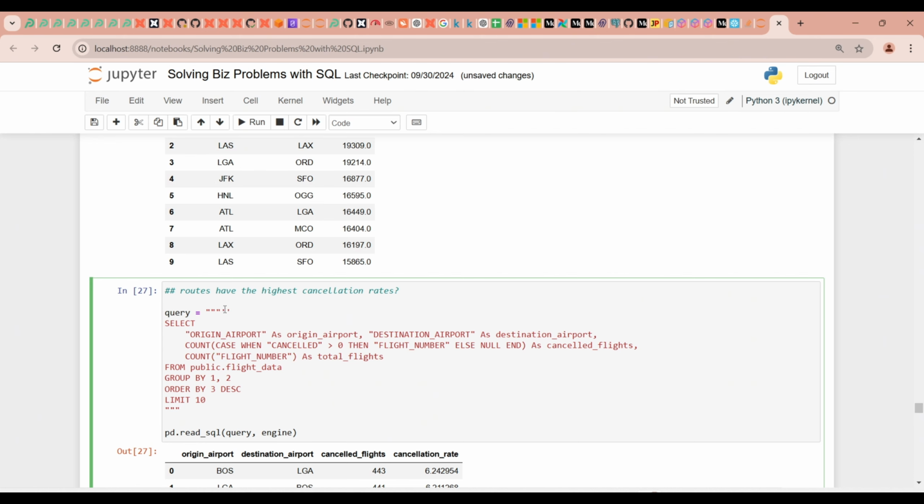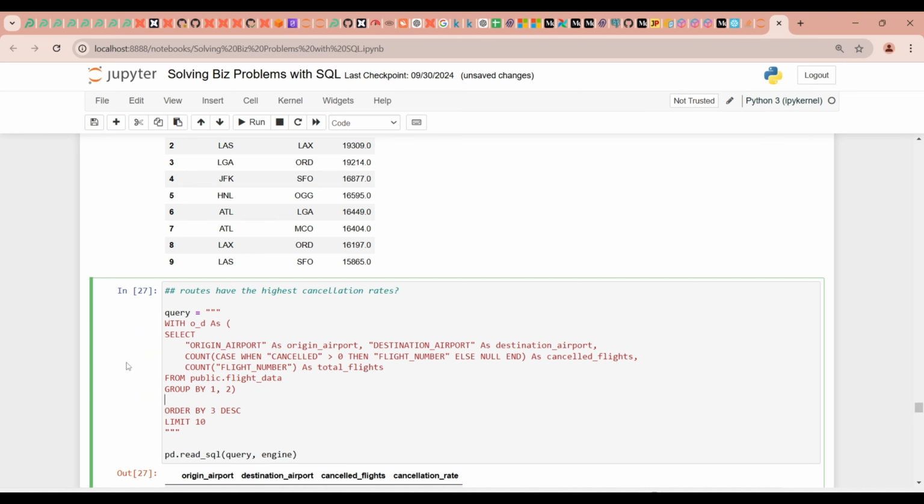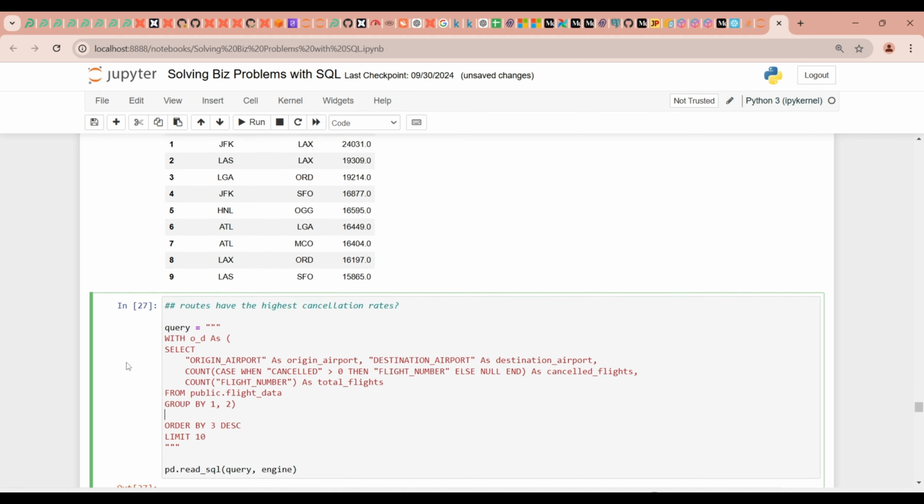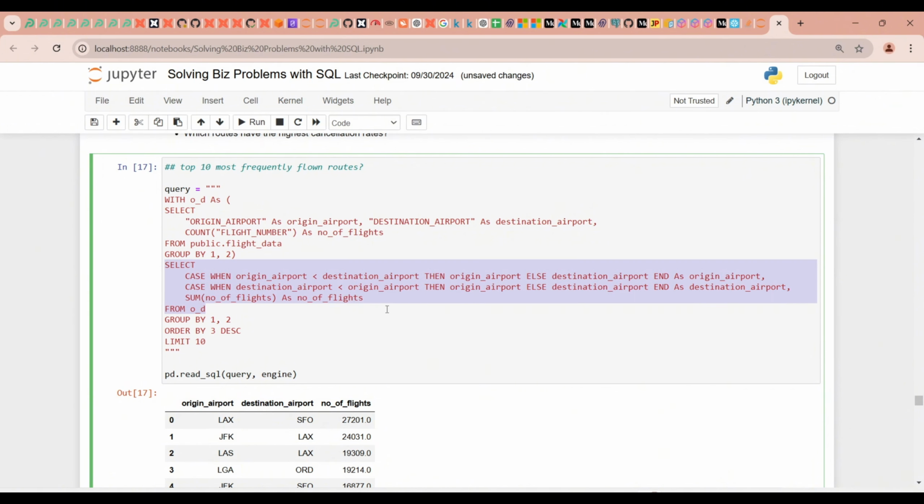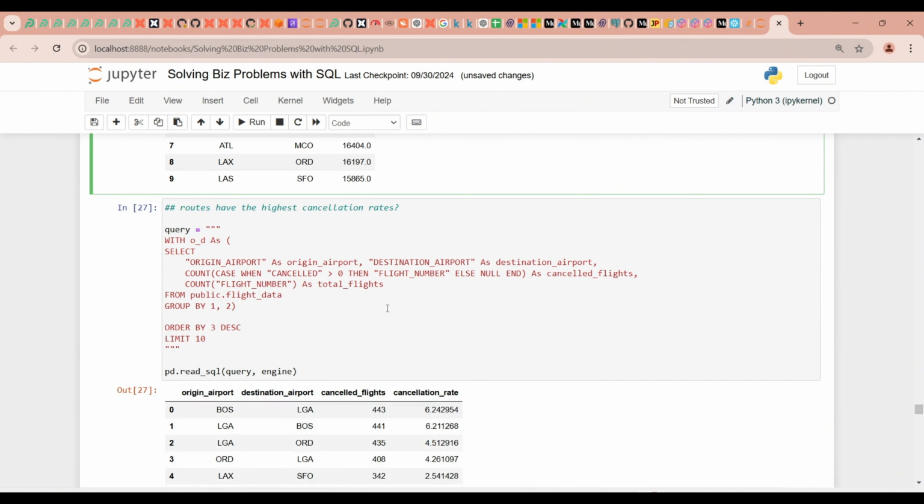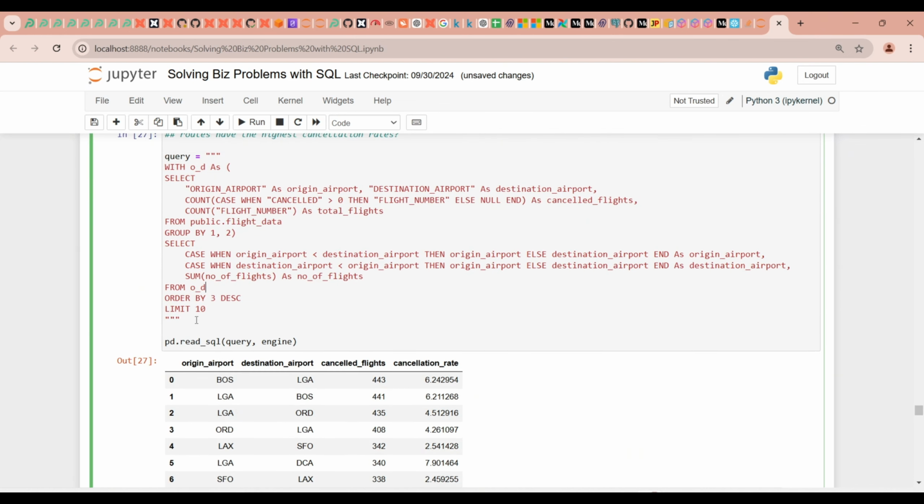So I would say, with, let me just give it OD, origin to destination, as this. Then is the part we now merge it. We'll just copy the logic from here. We don't have to rewrite it. And the route with the highest number.